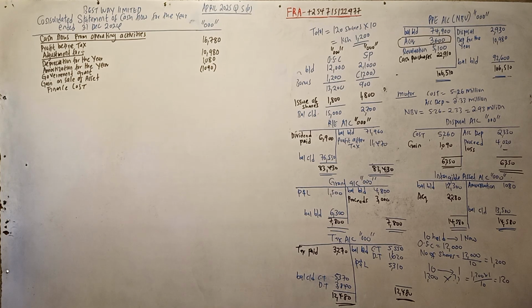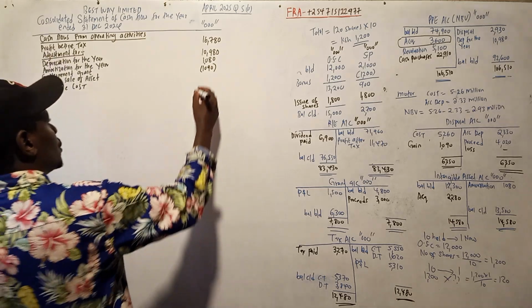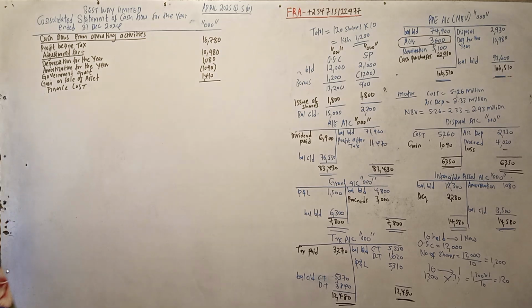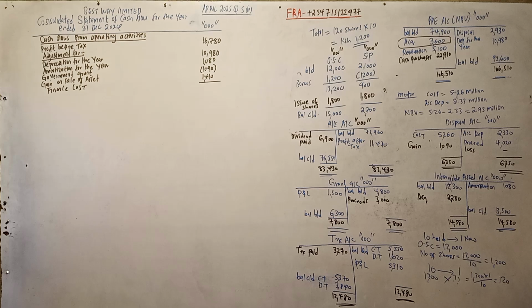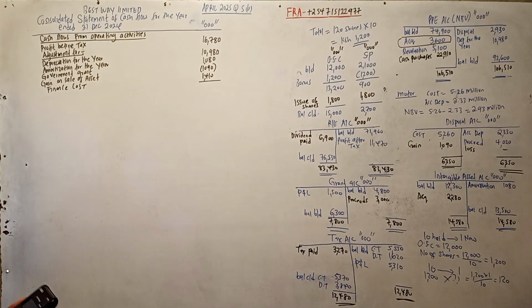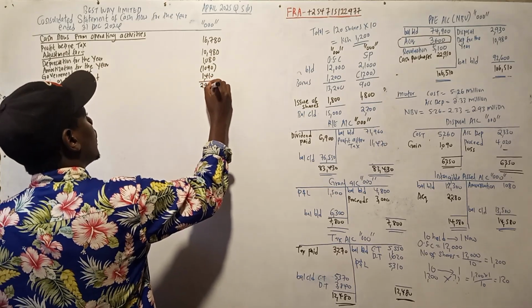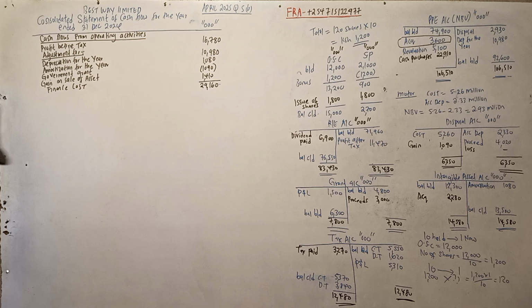Then you have the finance cost. It was 1410. That one you can check in the income statement. Those are the non-cash items that required adjustments. So let us add them together: 16,780 plus 10,980 plus 1080 minus 1090 plus 1410. That is 29,160.